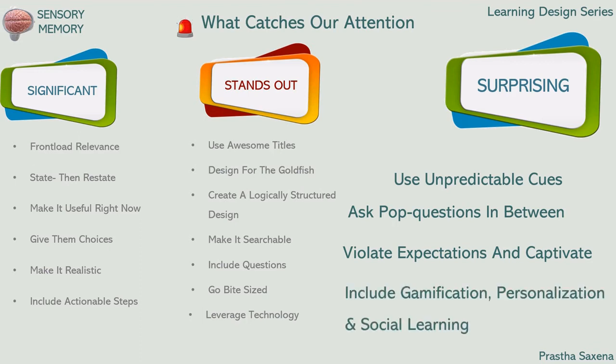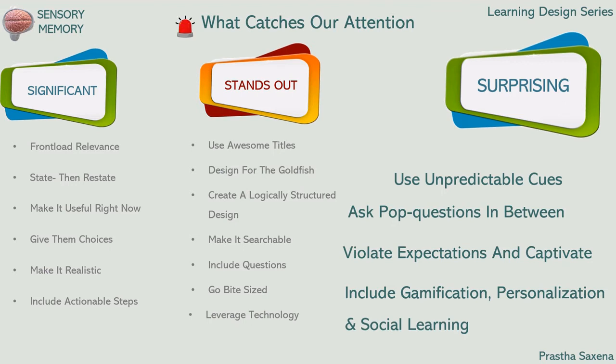Include gamification, personalization, and social learning. Why do we like playing mobile games? They appeal a lot to psychological nuances, such as being better than others and showing it off through leaderboards, etc., moving from level 1 to say level 180, simple to complex.